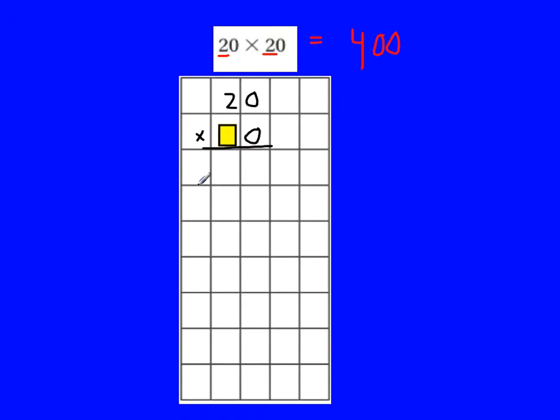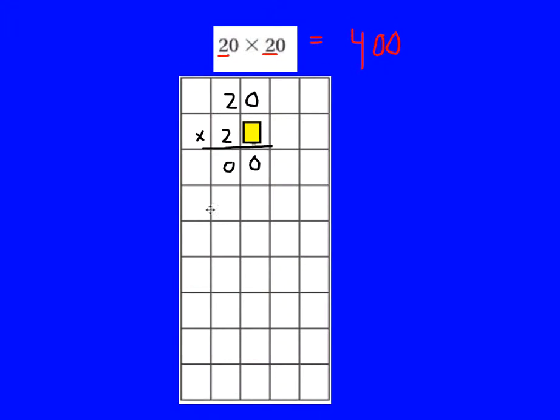Welcome back. You should have looked at this and said, starting on the right for traditional method, 0 times 0 is 0. 0 times 2 is 0. Should have 0 on the first line. Is that what you have? I hope you do.